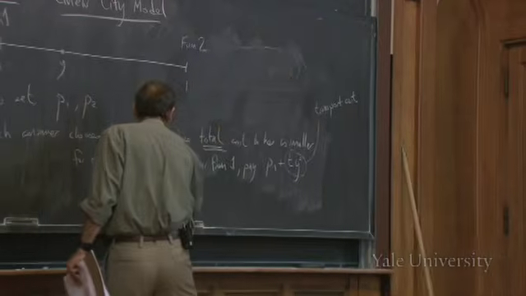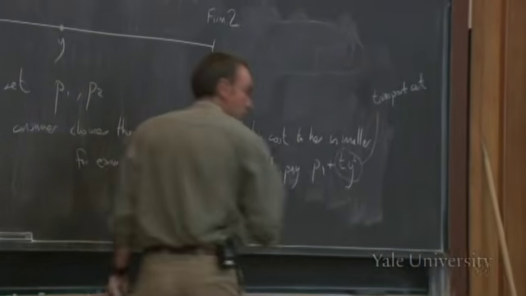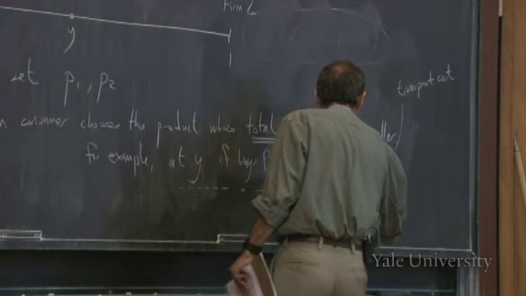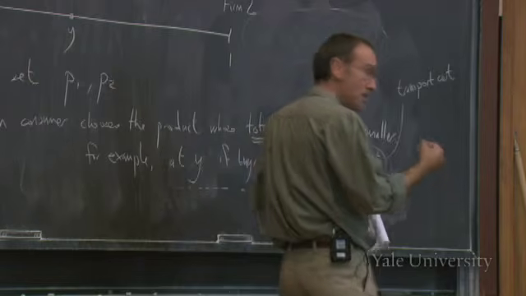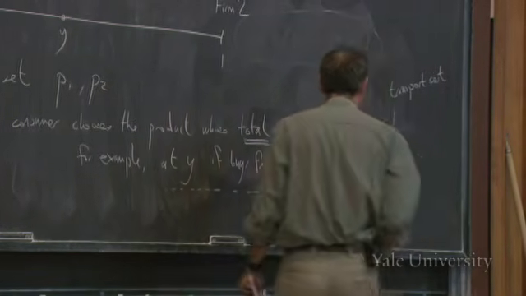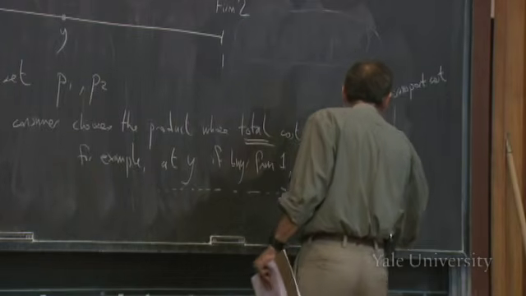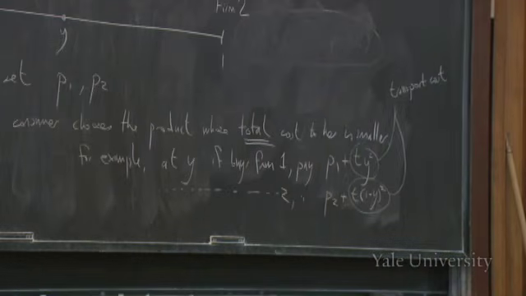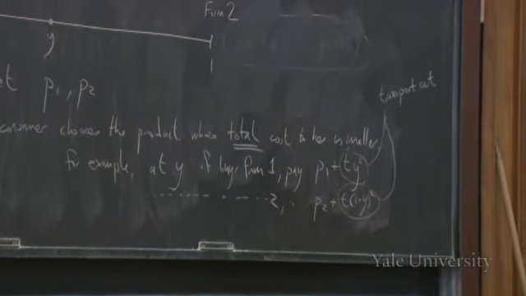If the same consumer buys from firm 2, she pays P2 plus T times, again, the distance squared, so that's going to be (1 minus y) squared. And once again, this last term is a transport cost. Notice that these transport costs go up in the distance you have to travel, and they go up pretty fast. They go up at rate squared.